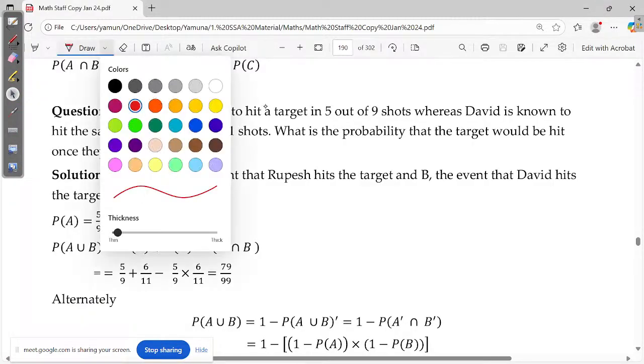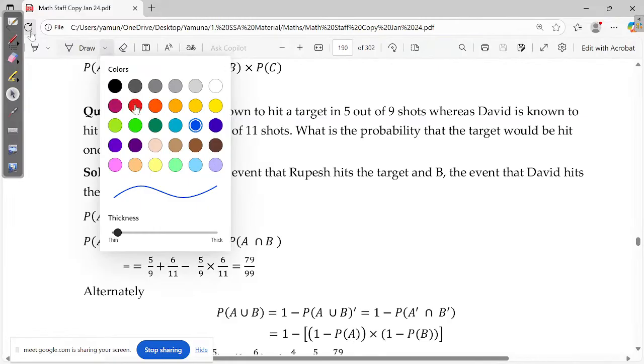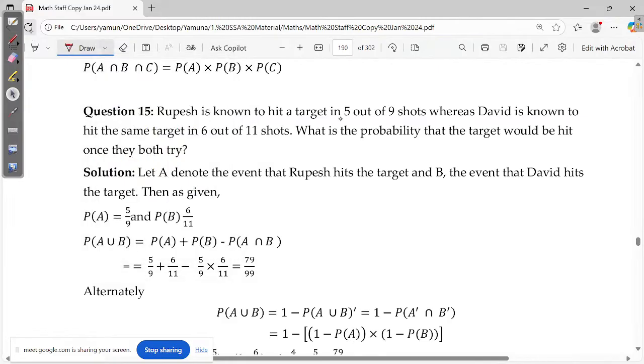Question number 15. Rupesh is known to hit a target in 5 out of 9 shots, whereas David is known to hit the same target in 6 out of 11 shots. What is the probability that the target would be hit once they both try?